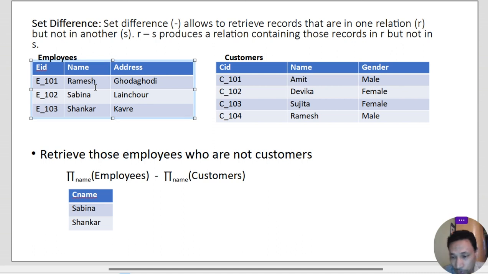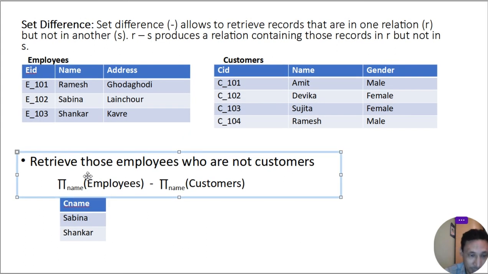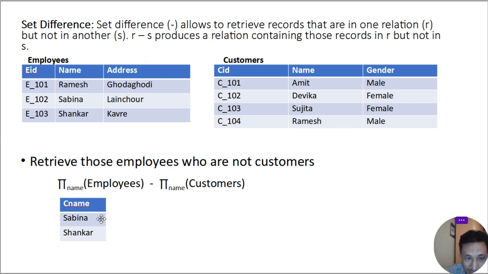Here Ramesh appears in both relations. Ramesh appears in employees and customers, so Ramesh is not displayed. According to the set difference R minus S, it will produce the relation containing those records in R but not in S. Here the names of the employees we can assume as R and the names of the customers as S. In case of R we have Ramesh, Savina, Shankar. In case of S we have Amit, Devika, Sujita and Ramesh. And in this case, Savina and Shankar are the two names that exist within R. So the result is Savina and Shankar.